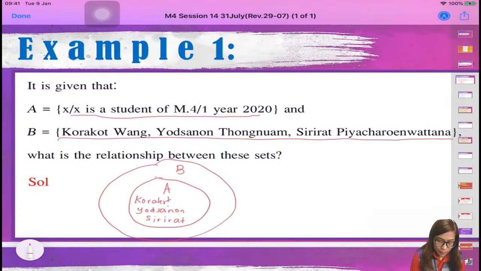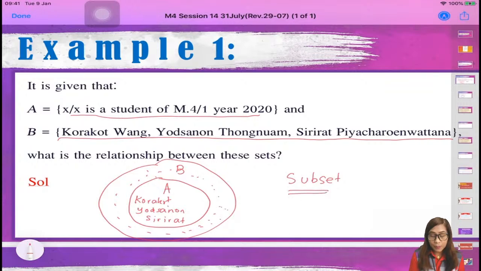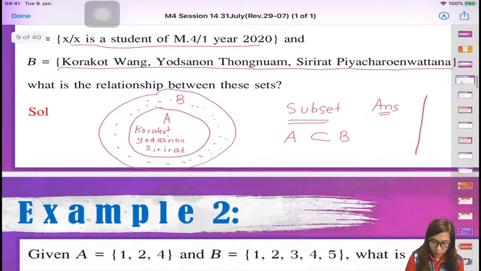So the small set is inside the circle, and the spaces here are all other students who belong to M4/1 year 2020. So what is the relationship between sets A and B? So the relationship is subset. In symbol we can write A is a subset of B. So this is the answer. It's just subset.